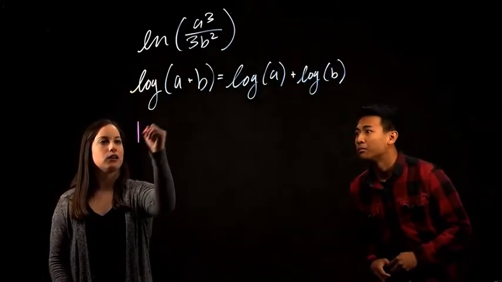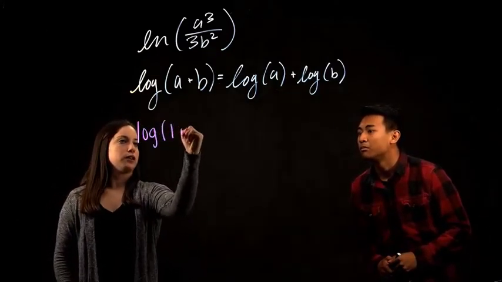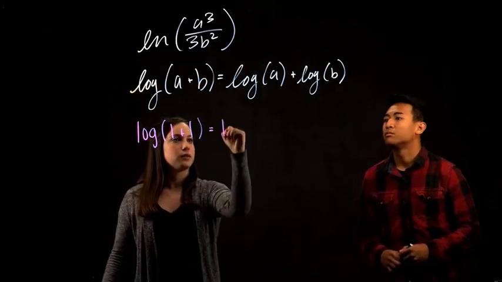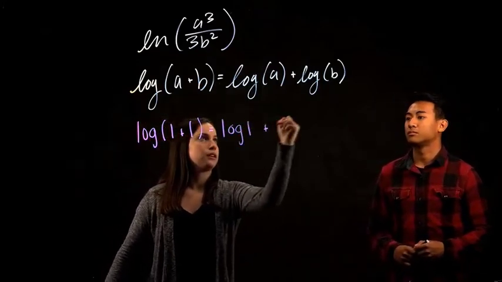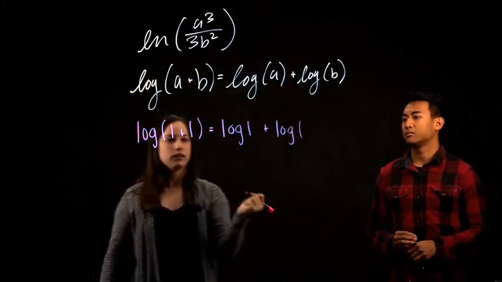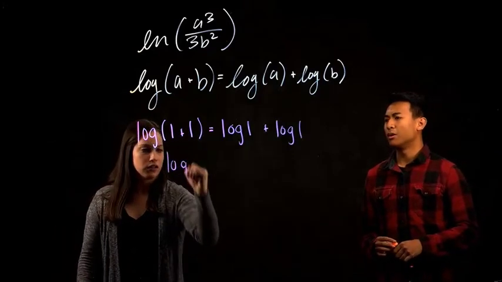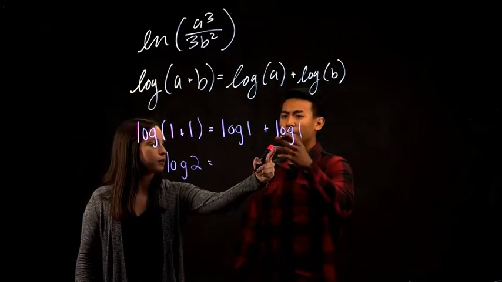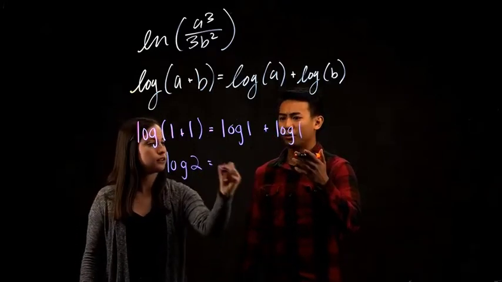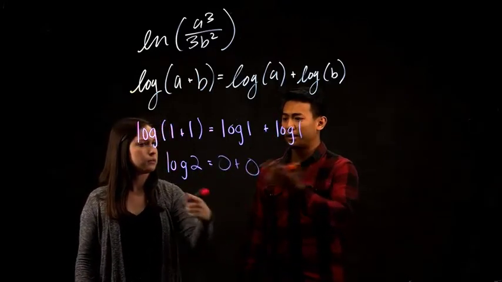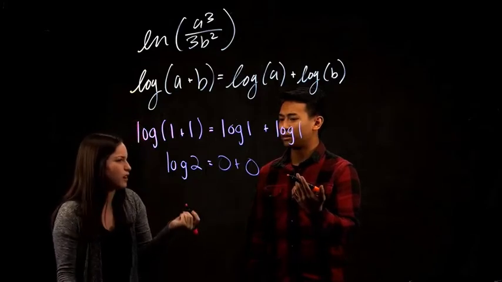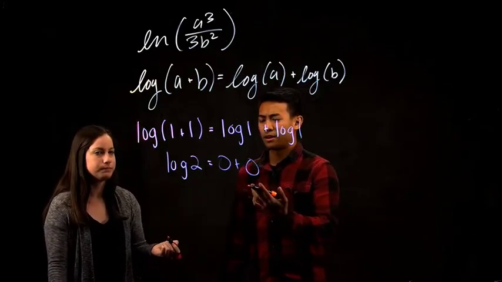So we would have the log of 1 plus 1, and that's equal to the log of 1 plus the log of 1. Well, this is just the log of 2, right? Yes. Oh, wait, those logs would both be 0, right? Log of 1 is 0, so we would have 0 plus 0. But that doesn't make sense, right, because this is a number. It's not 0. Yeah, that doesn't make sense.